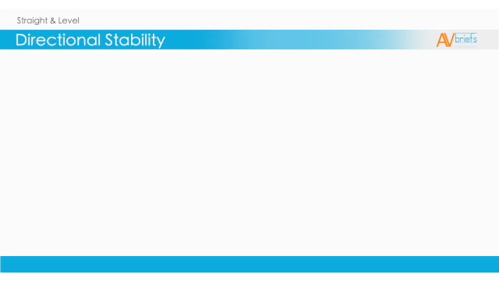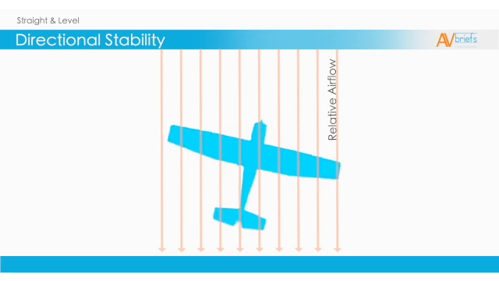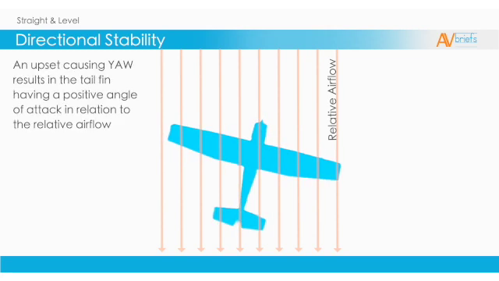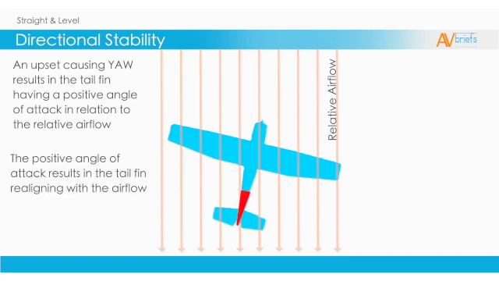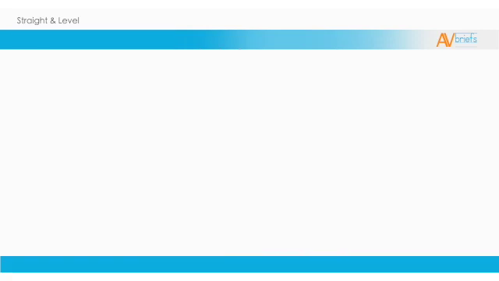That just leaves us with directional stability to look at. An upset causing a yaw results in the tail fin having a positive angle of attack in relation to the relative airflow. This positive angle of attack results in the tail fin realigning with the airflow. So that's why they're called stabilizers. The vertical stabilizer will not only keep the tail stable on the normal axis in straight flight, but will also bring it back to stability if it's disrupted.